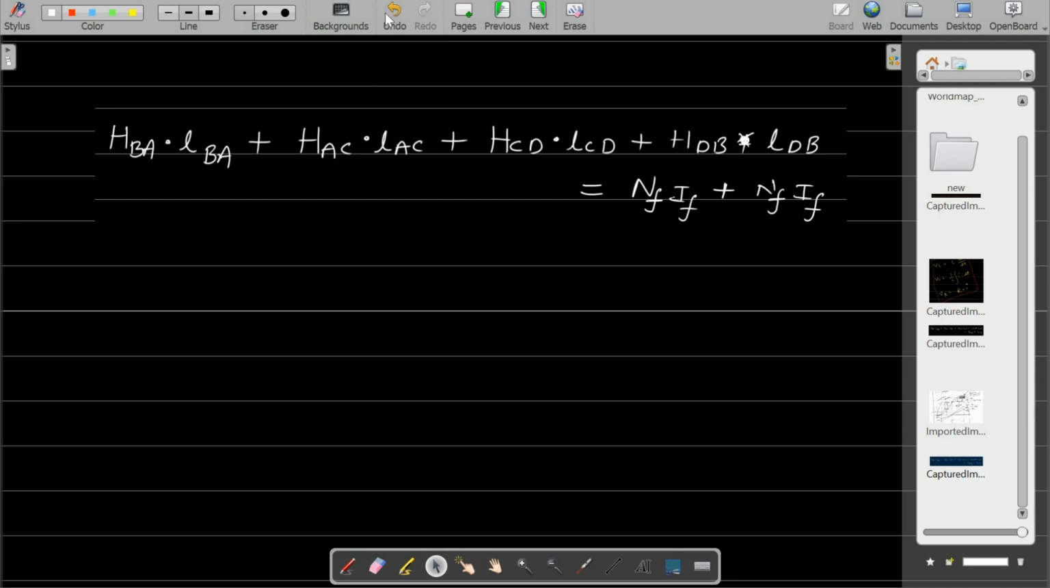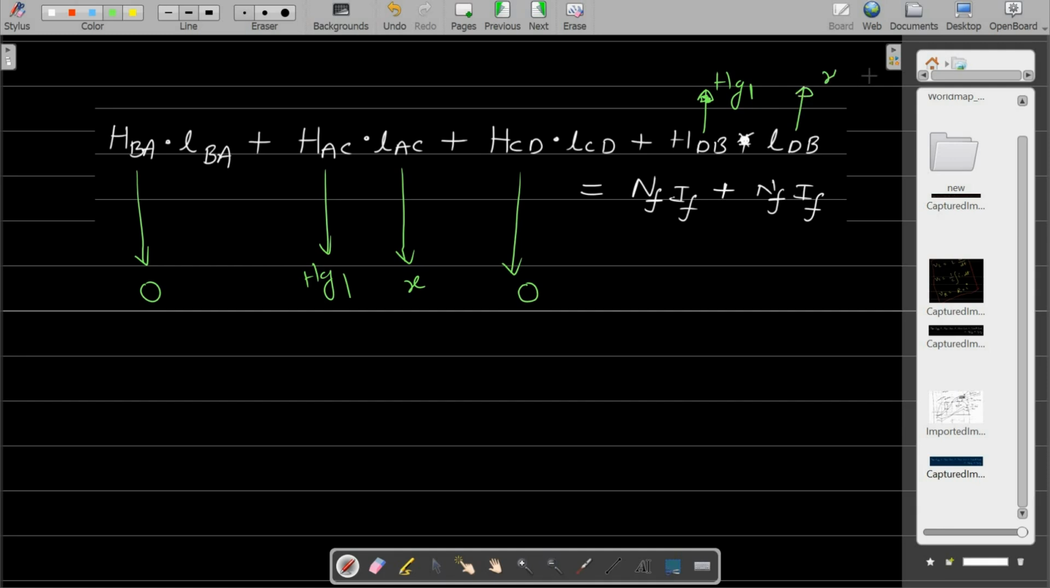Now what we have got: this HBA we have already got as 0. And HAC we have taken as HG1, and LAC I took as the length X. HCD is nothing but the iron part of the armature, which is also equal to 0. And this HDB part I also took as HG1, and LDB as X. Now this above equation with all these assumptions will reduce as below.